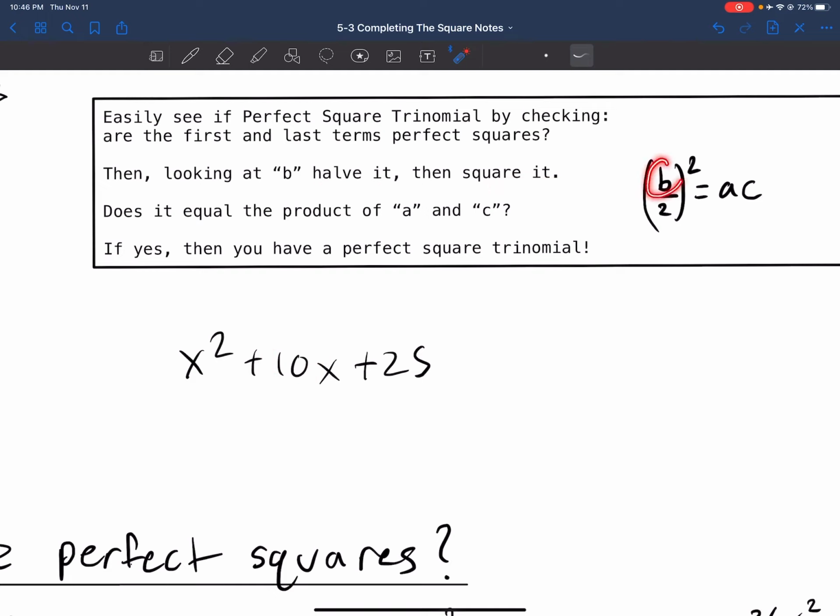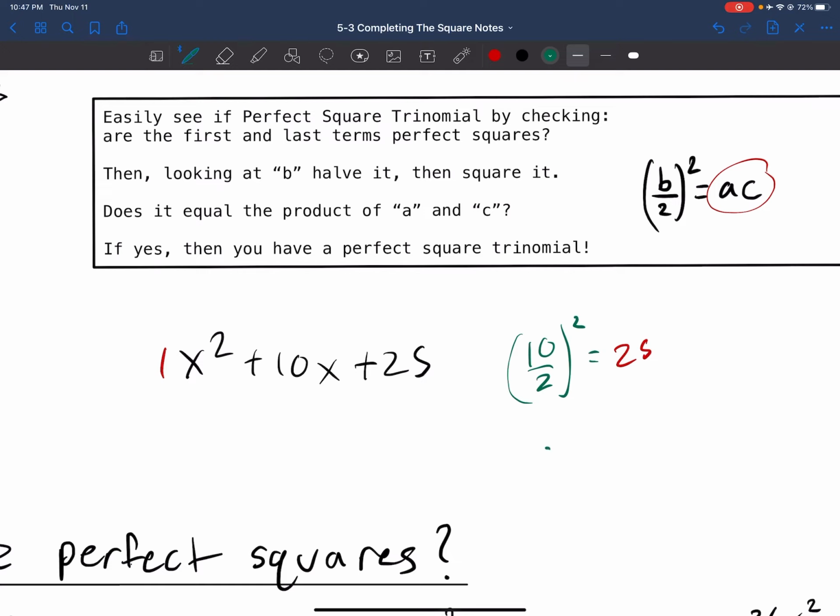So b divided by 2, and then you square that. Check: does that value equal the product of a and c? In this case, my a value is 1, because it's 1x squared, so a times c would just be 25. So I'm checking, is my b value 10? When I divide it by 2 and square it, does it really equal 25?